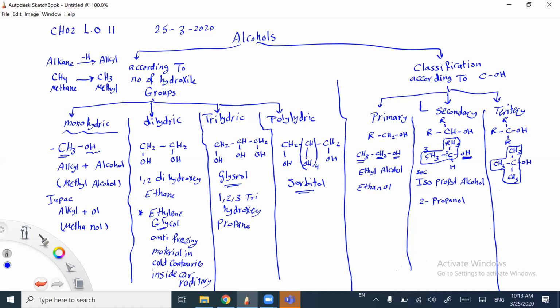And we find the carbon atoms taking the shape of the letter T, so we add tertiary first. Propyl, butyl. Tertiary butyl what? Tertiary butyl alcohol.